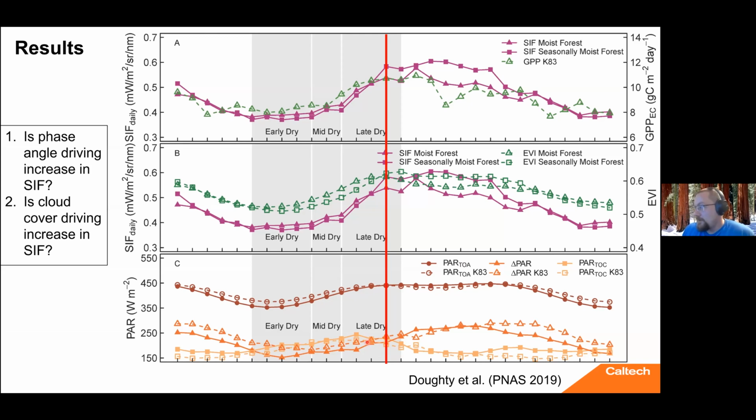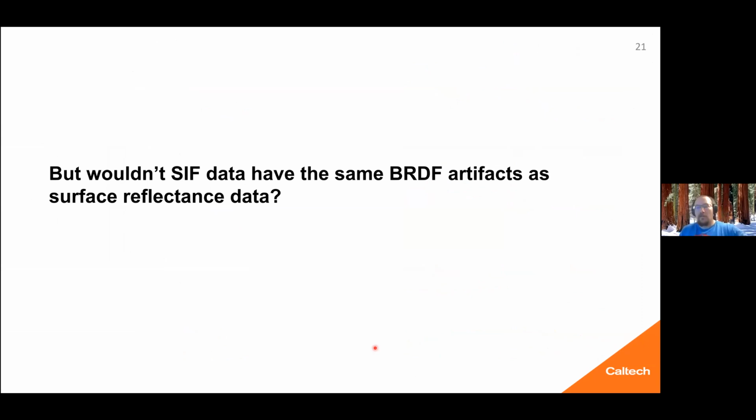But the point here is that in the late dry season, we're seeing a decrease in PAR at the top of the canopy. And we're seeing an increase in PAR that's being absorbed or reflected in Earth's atmosphere. So this indicates that the phase angle and the cloud cover is not driving this increase in SIF. Actually, these increases are overcoming whatever diminishing effect these changes in PAR may have. Hopefully I explained that right. It's a little difficult to understand.